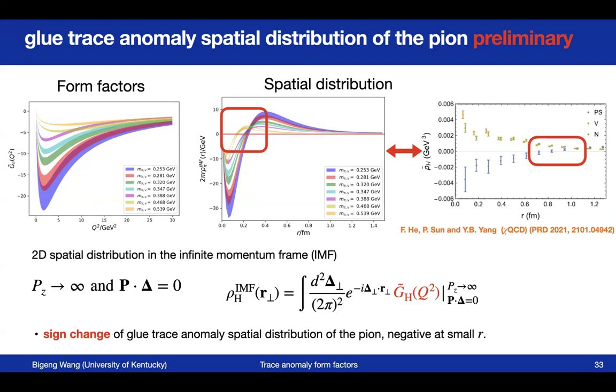And here the mass goes from low to high. We can see the sign change location gets larger and larger as the pion mass gets lighter and lighter. That's something we cannot easily see from the back, but as the mass gets lighter, the node gets further away from the center. But there is a sign change that we have seen.